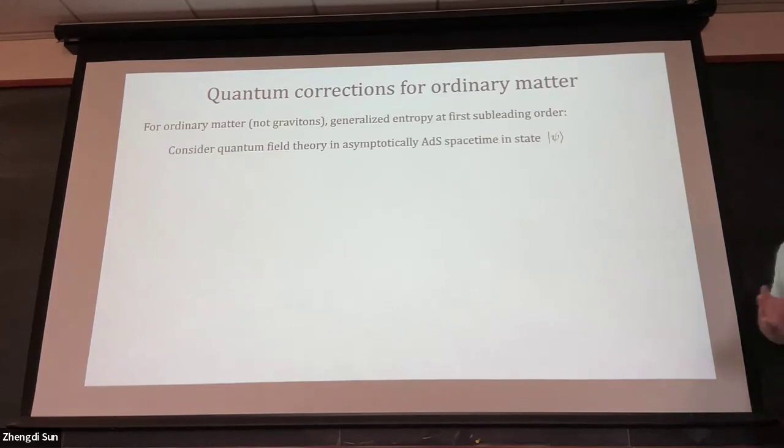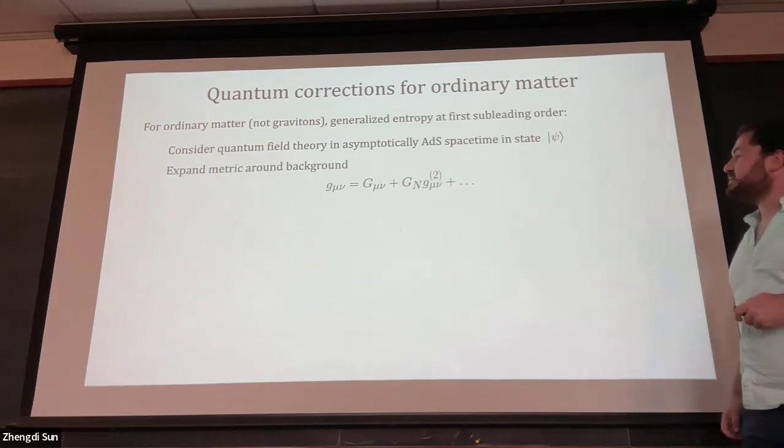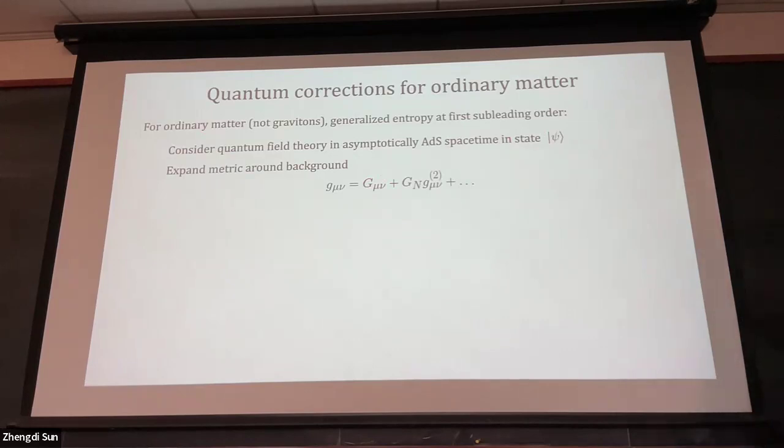You consider some quantum field theory in AdS, in some state psi, and you expand around a background. So capital G here is the background metric. It's asymptotically AdS, and then you have some backreacted metric G2, and you solve Einstein's equations semi-classically in this state psi to backreact the matter on the metric and solve for this G2. This is the backreacted metric.